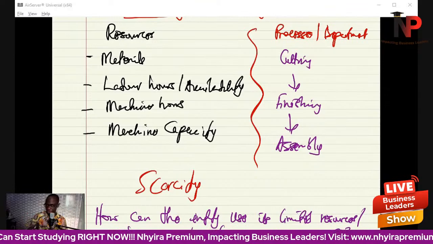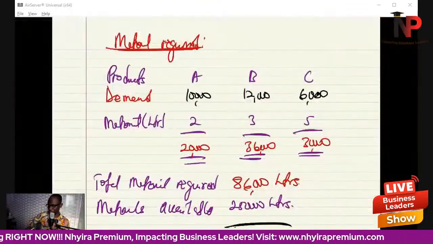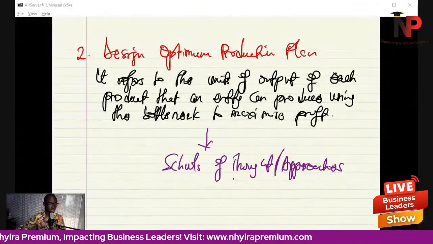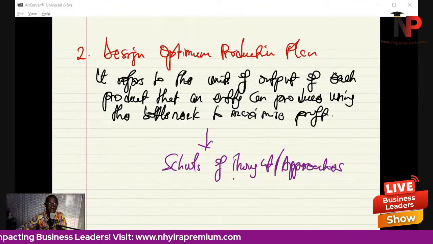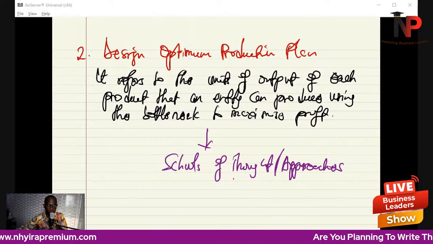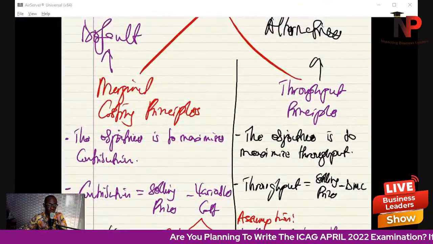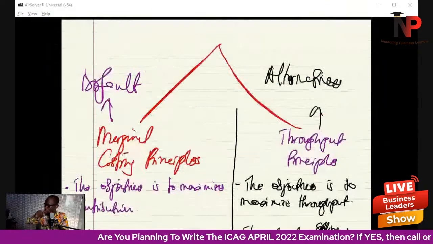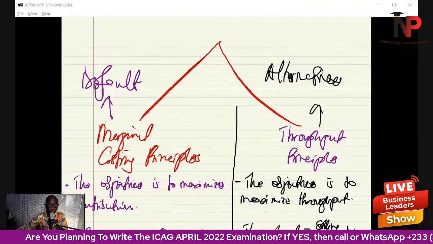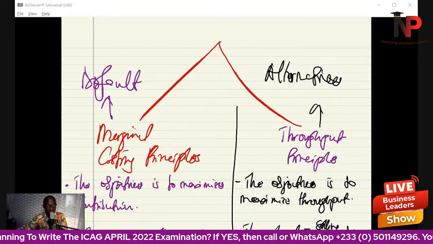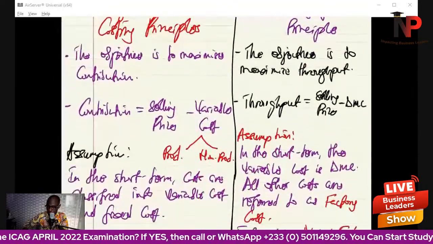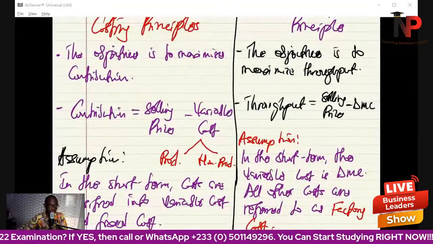So, yesterday we went through that. Then I mentioned that the second step is to design an optimum production plan, and there are two schools of thought that we need to be aware of: the marginal costing principle, which is the default treatment, and the throughput principle, which is the alternative treatment. And we saw the various ways through which all these will be done.